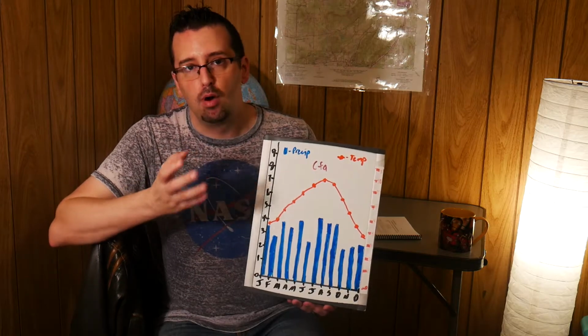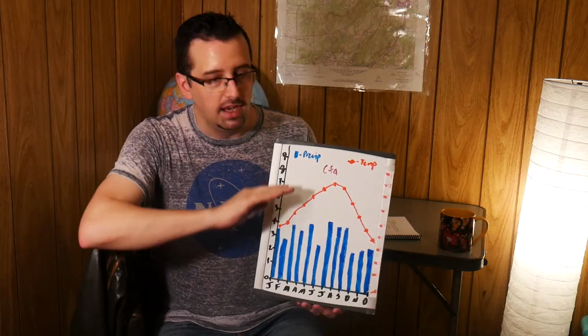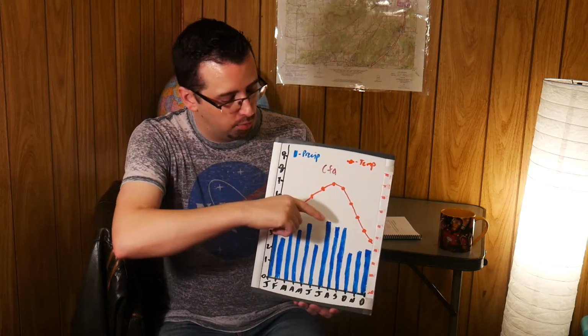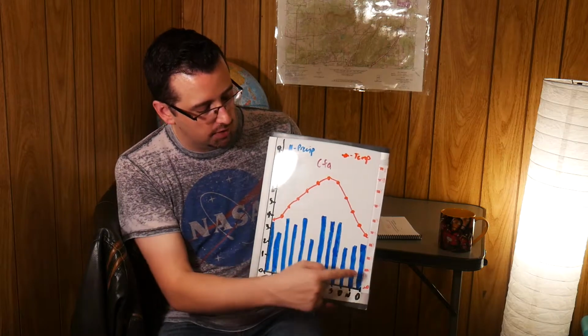Whereas if you were in a polar region, you would see that it would get more precipitation, but the average temperature would probably fall below. You'd probably see that cutting into the bars here. So that is what you're going to make.